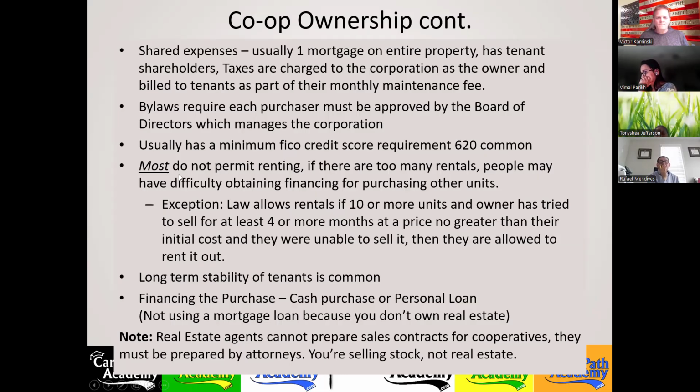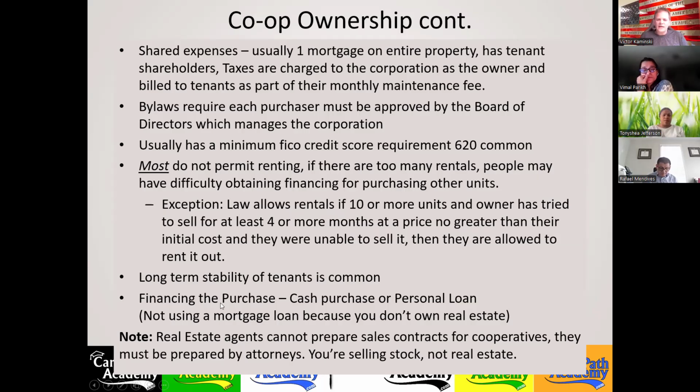So most do not permit renting. If there's too many rentals in a co-op, people may have difficulty obtaining financing for other units that they want to buy, other buyers. And there's that exception, that law where you can rent if there's 10 or more units and you tried to sell yours for at least 4 months or more at a price no greater than your initial investment. Long-term stability of tenants is common.